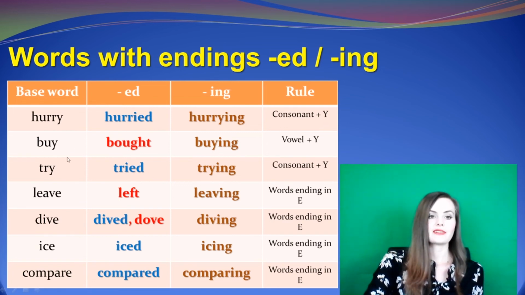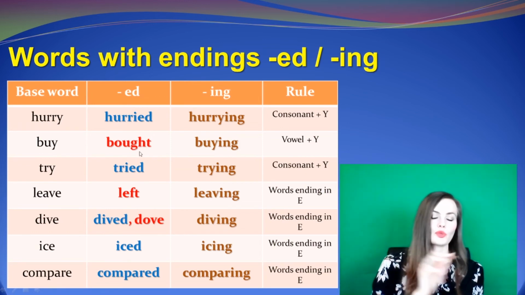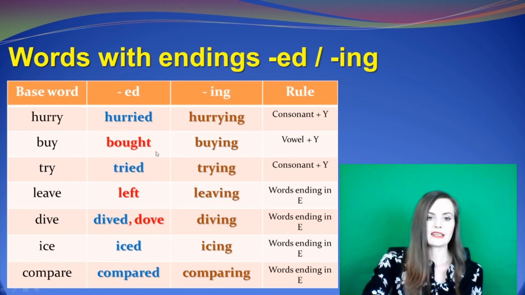How about this word? The base word is buy. In the past, we say bought. So, we don't add ed. It's an irregular verb. That's why we don't add ed. We just say bought. However, we can add ing and we get buying. So you can see in here that when we add ing, we don't change anything. We just keep the base word.